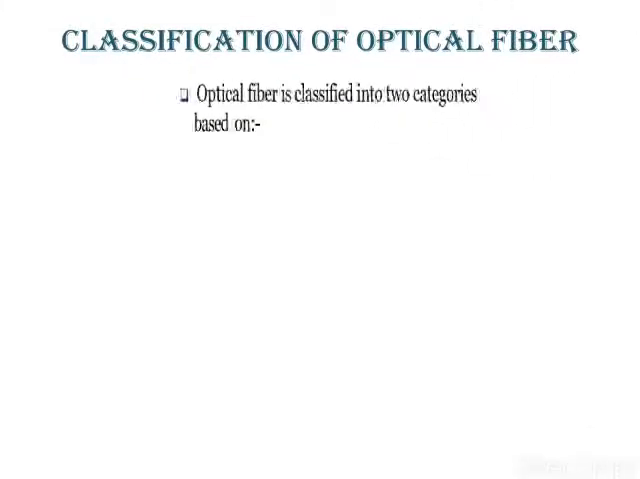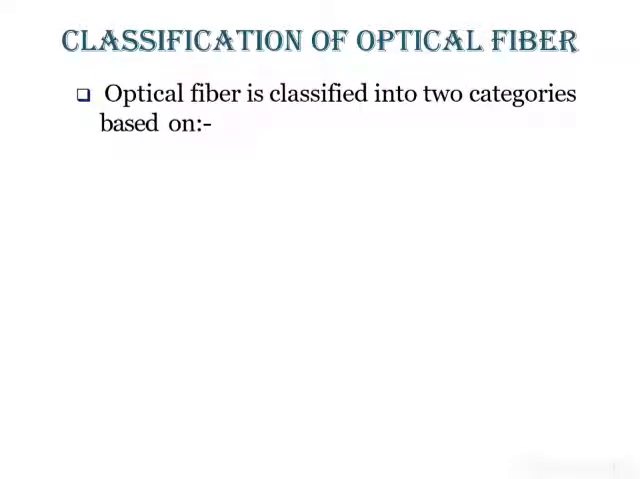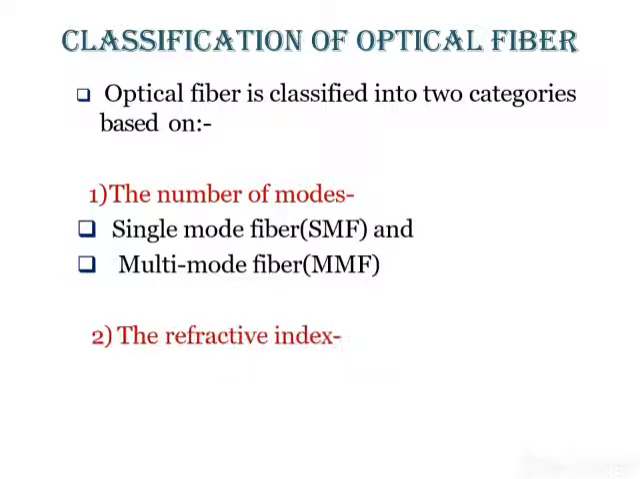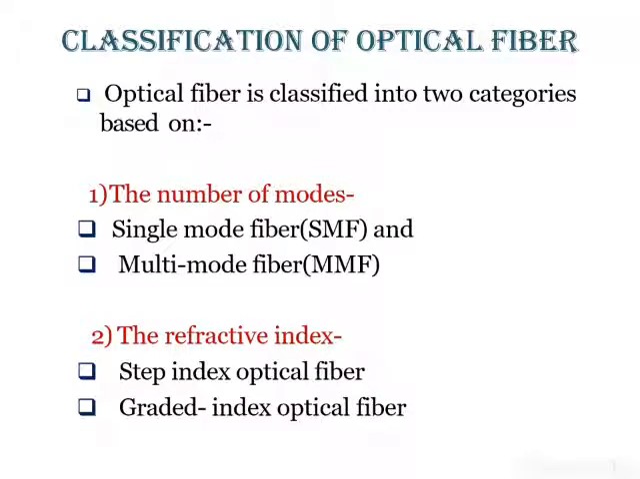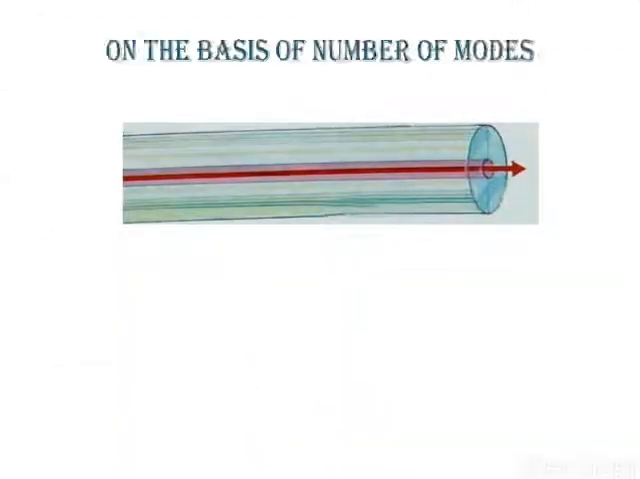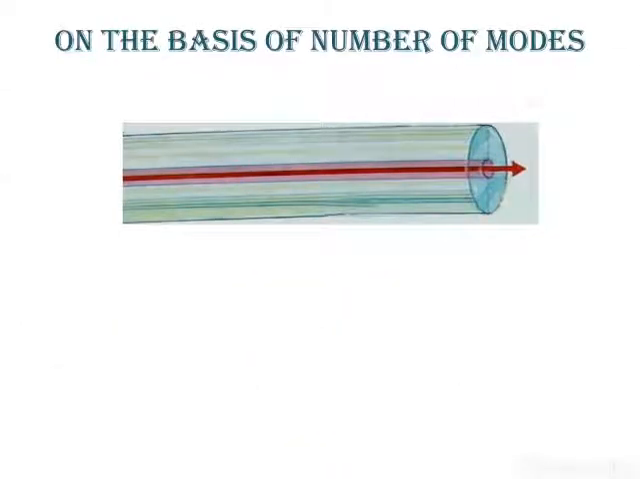Classification of optical fiber. The optical fiber is classified into two categories based on, first, the number of modes, second, the refractive index. On the basis of number of modes, it can be classified into single mode fiber and multi-mode fiber. On the basis of refractive index, it is classified in two categories, step index optical fiber and graded index optical fiber. On the basis of number of modes, single mode optical fiber.